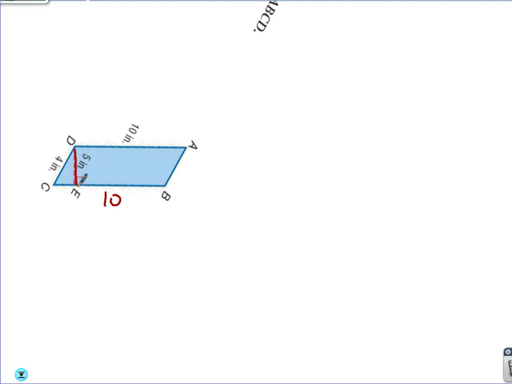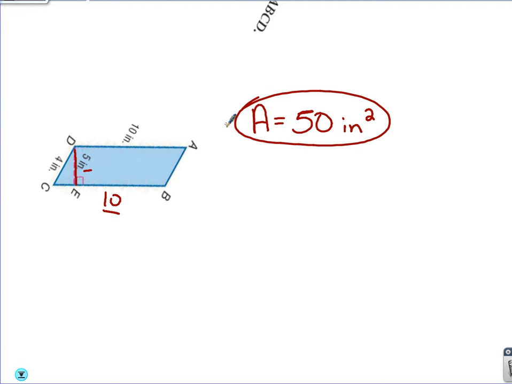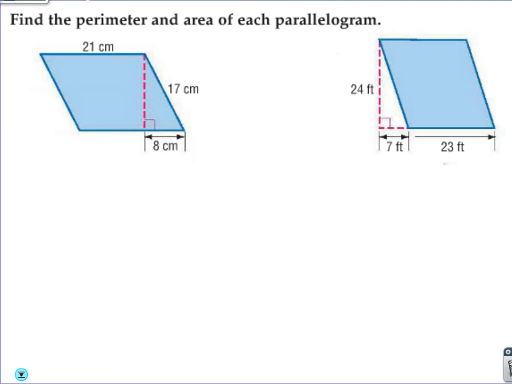Trace, what's going to be the area? Base times height? 50, yeah. So area is equal to 50 square inches or 50 inches squared. You can say it either way. Any questions? Find the perimeter and the area. Once again, Carly, what 4 things am I going to add up to find the perimeter?